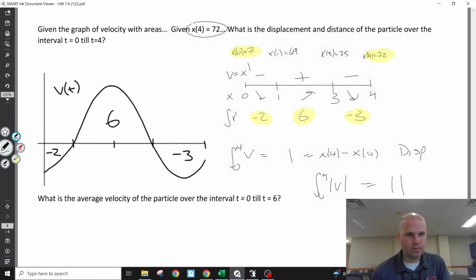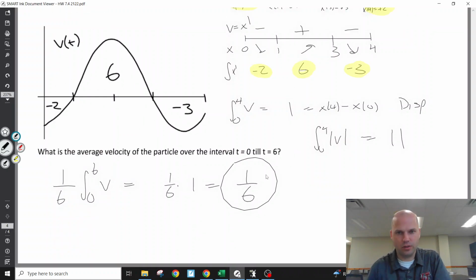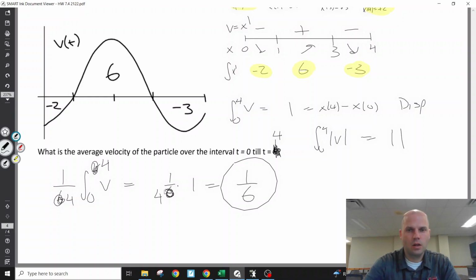What's the average velocity? 1 over b minus a, integral from a to b of what we're trying to find the average of. That. I don't need anything crazy. I don't need the antiderivative. I have it though. I have x of 6. It shouldn't have been 0 to 6. It should be 0 to 4. Whoops. The displacement, 0 to 4.